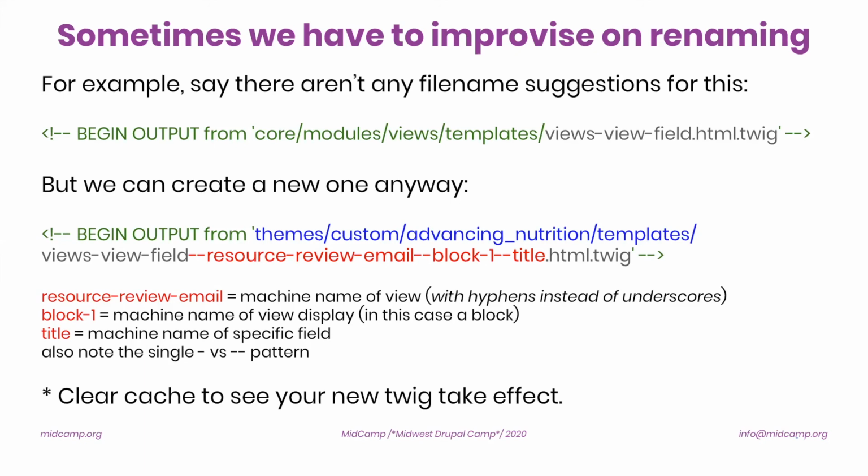Block 1 is the display of that view that I'm using. And then title is the machine name of the field. And so this is typically how a Twig gets renamed. And so all this Twig is for that particular title field. That's all this is for. And then after you save that new Twig, you have to clear the cache for you to see it and for it to work.